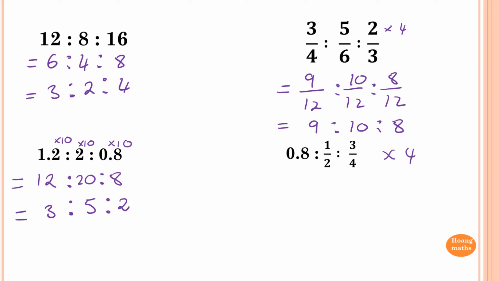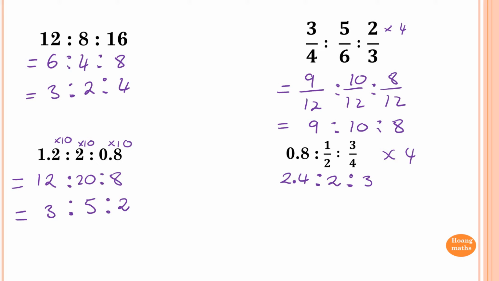Now, 0.8 times 4. You ignore the decimal point, of course. 8 times 4 is 32, correct? But because there is one number after the decimal point, I put the dot after the 3. That means one decimal place, so you just put one number after the decimal point in your answer as well. Now, a half times 4 is 2. There you go. And then 3/4 times 4, of course, cancels out, to 3.